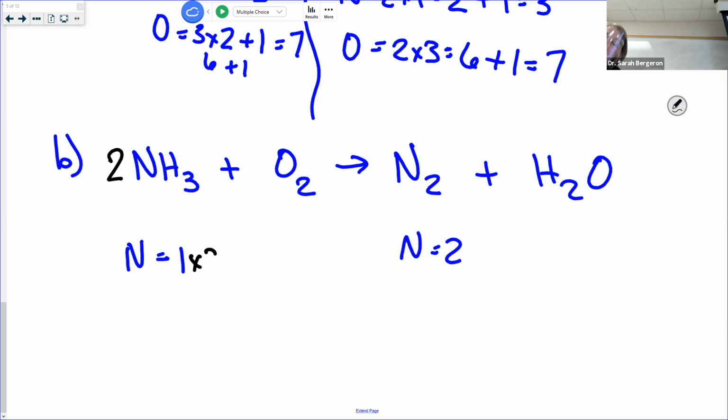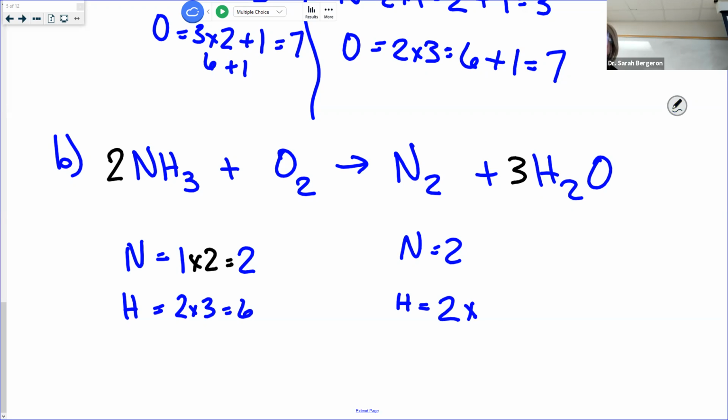So 1 times 2 is 2. Okay. Now what? Hydrogens. Okay. How many do we have on the left? 2 times 3 is 6. How many do we have on the right? So what do we do? So we're going to put a 3. What do we get? Okay, now what?